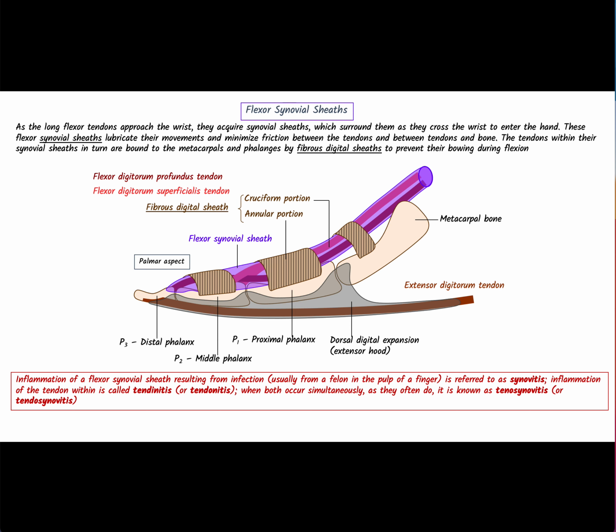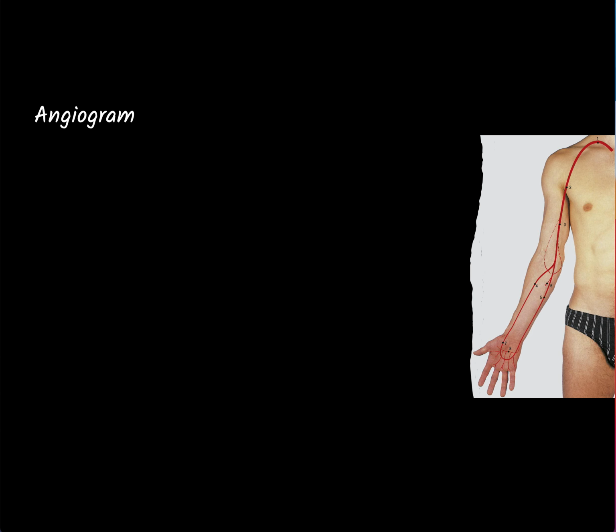So now inflammation, if I get any injury, any prick at the tip of my finger, it may result in inflammation of the synovial sheath. If the sheath is involved, we call it synovitis, and if the tendon is involved, we call it tendinitis, and if they are together, we call it tenosynovitis or tendosynovitis. These terms you should be very clear about.